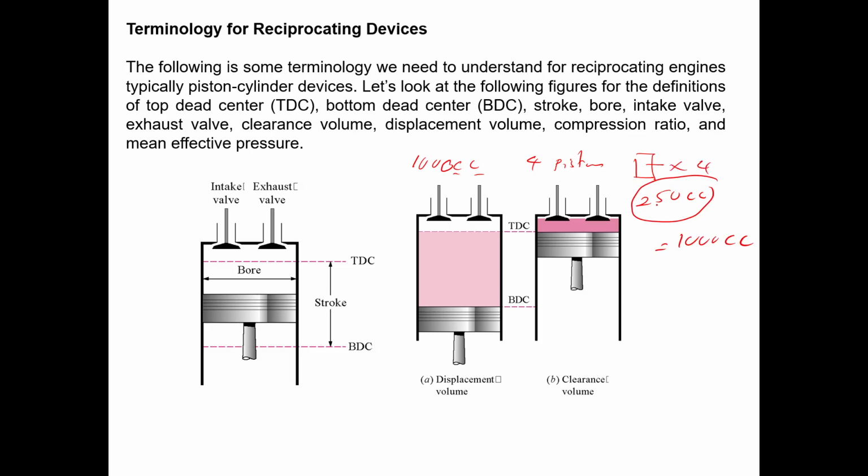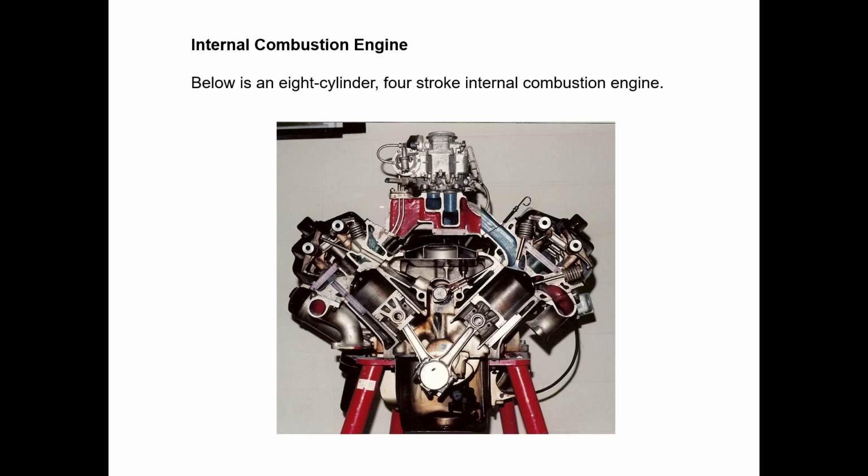So this is a multi-cylinder engine. That's why you have 4 pistons. Each one displaces 250 cc of volume. Then multiplied by 4, you have a 1000 cc engine. That's how we normally refer to engine capacities. So displacement volume, clearance volume, top dead center, bottom dead center, stroke, and the bore. Bore is basically the diameter of the piston.